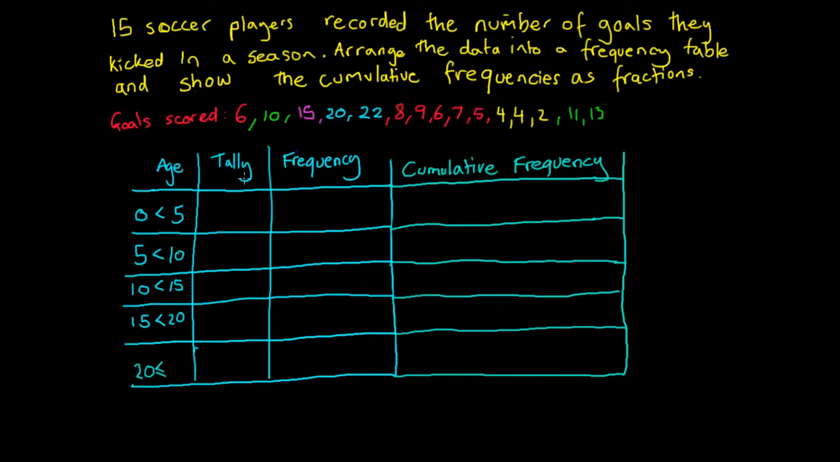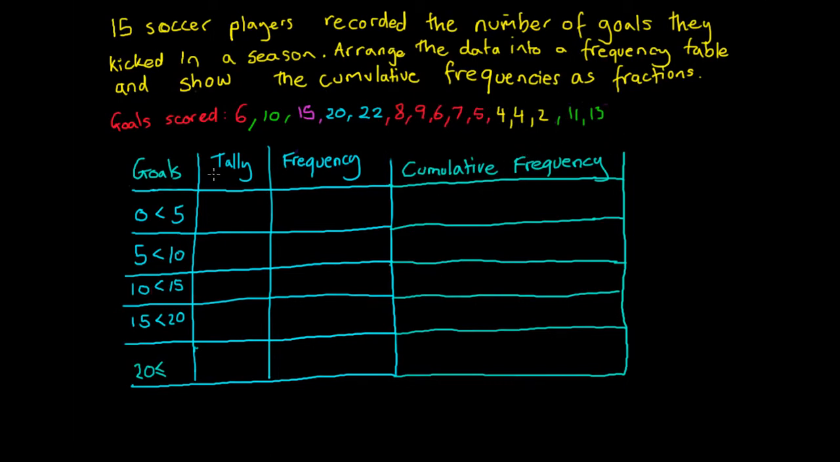So pre-prepared, I've brought this frequency table here. It's got an age heading. I don't know why it says age, I'll get rid of that. So it should say goals, and then it's got a tally column, a frequency column, and a cumulative frequency column. So up here we've got our goals scored: 6, 10, 15, 20, 22, 8, 9, 6, 7, 5, 4, 4, 2, 11, and 13. So this is what all the players kicked.